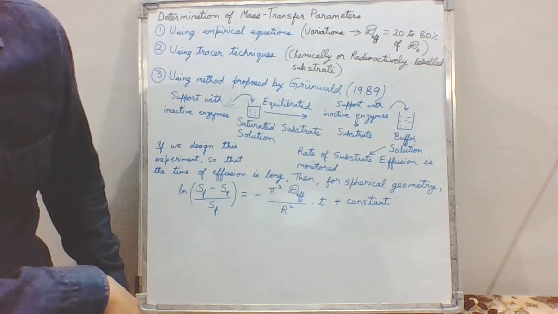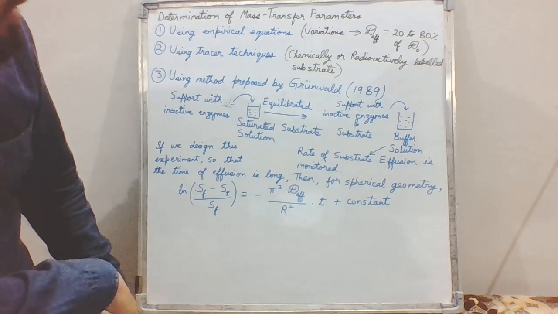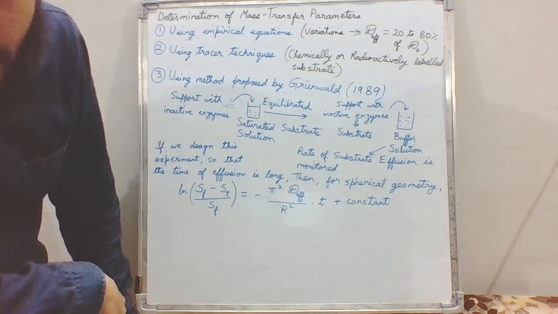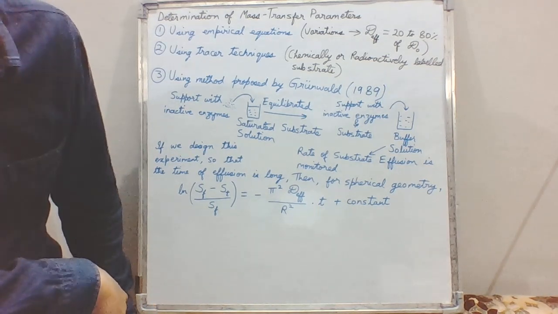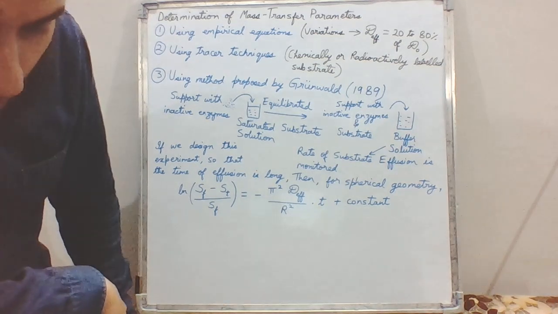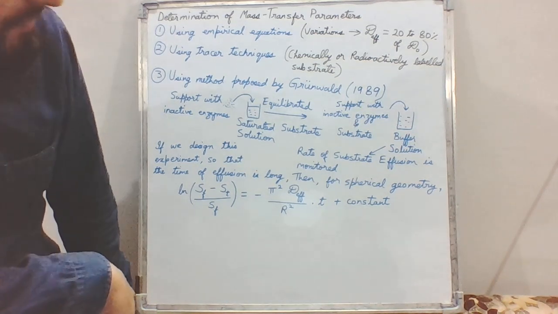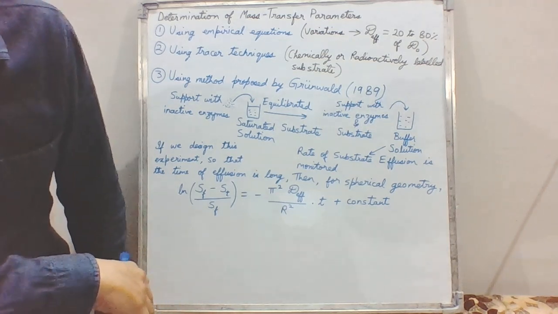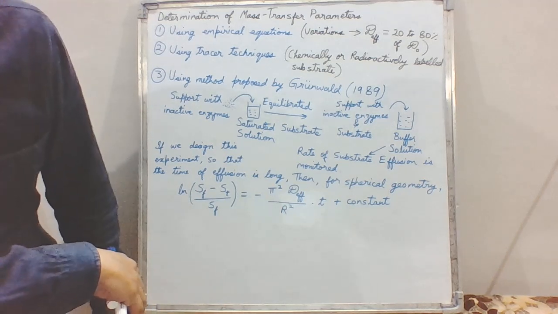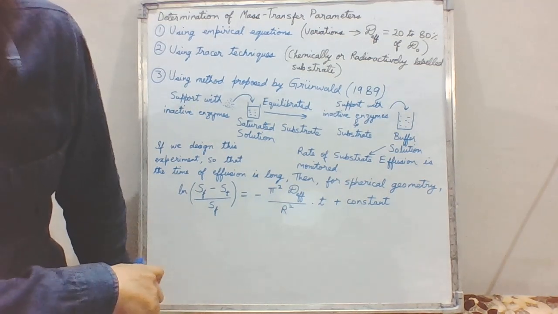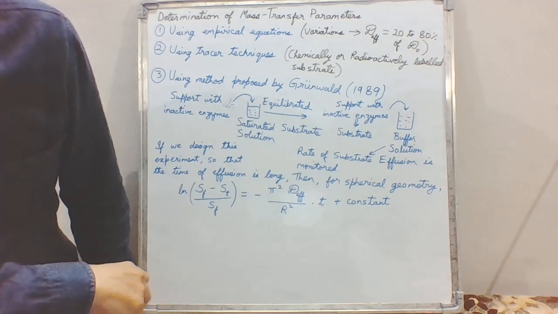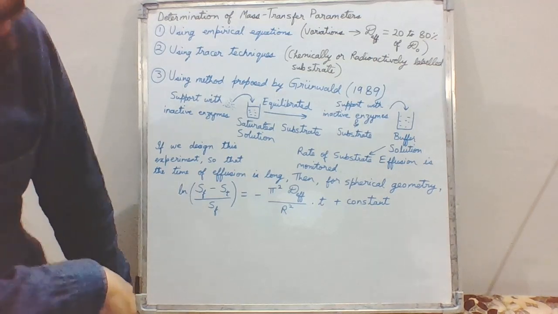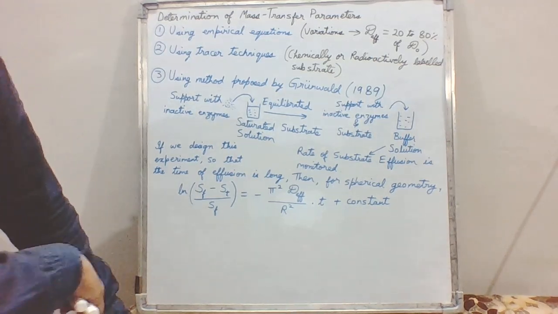Hello everyone and welcome back to this lecture about determination of the kinetic and the mass transfer parameters when we are facing internal diffusion restrictions for our immobilized enzymes. In the previous lecture we discussed the different strategies that are used to determine the intrinsic kinetic parameters when our system is facing internal diffusion restrictions. And today we will discuss a few strategies about how to determine the mass transfer parameters.